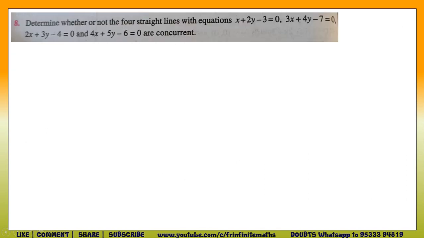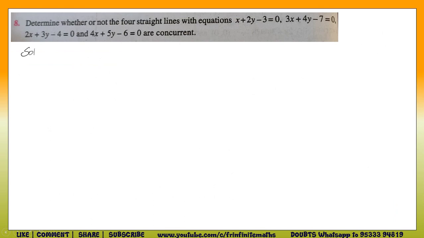Determine whether or not the four straight lines with equations x + 2y - 3 = 0, 3x + 4y - 7 = 0, 2x + 3y - 4 = 0, and 4x + 5y - 6 = 0 are concurrent.